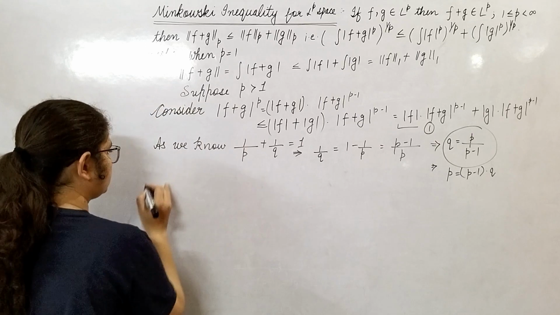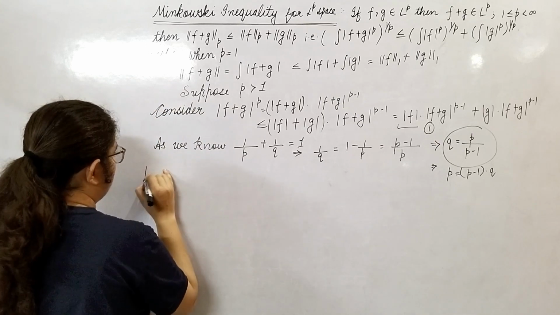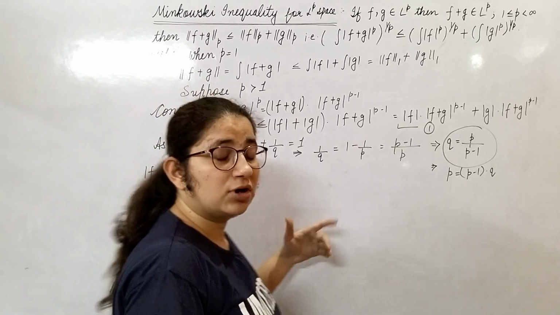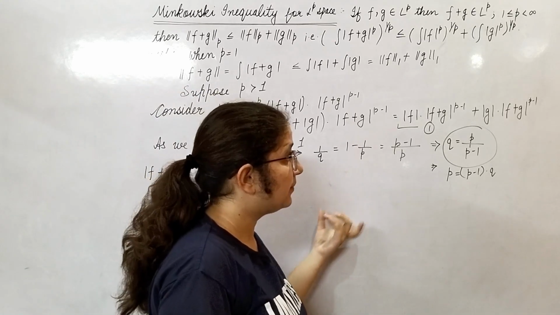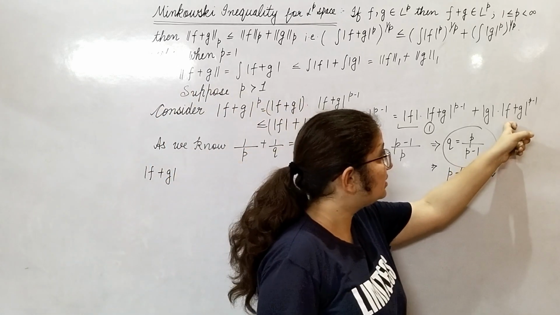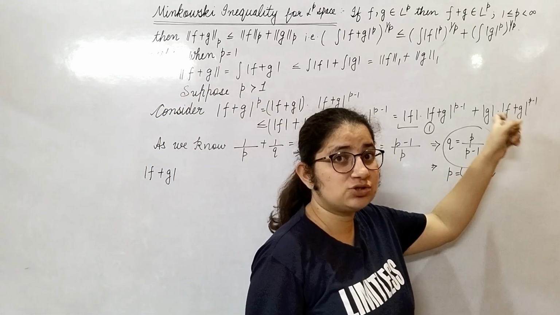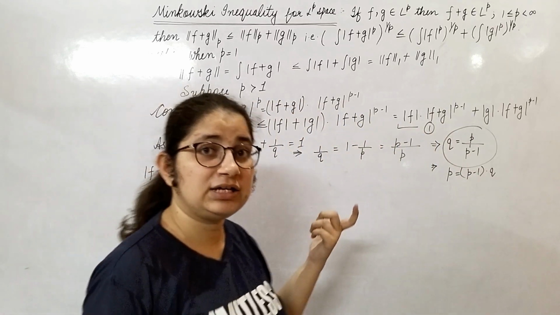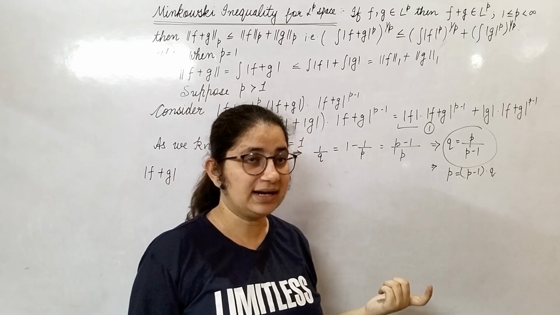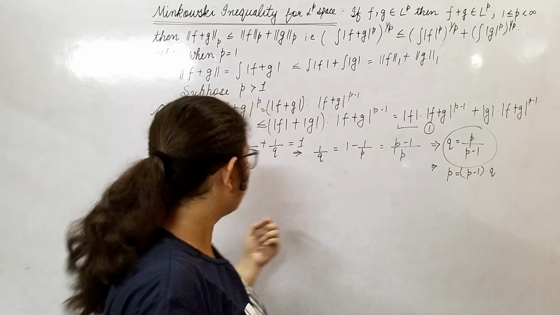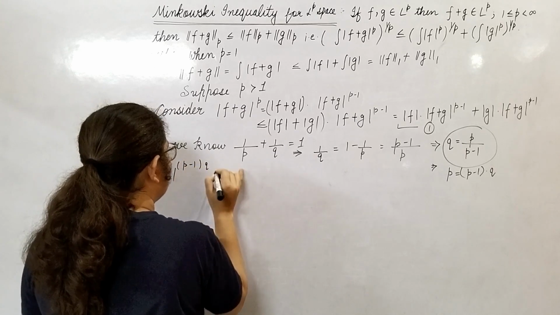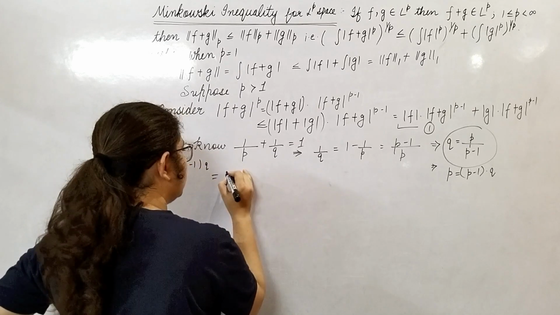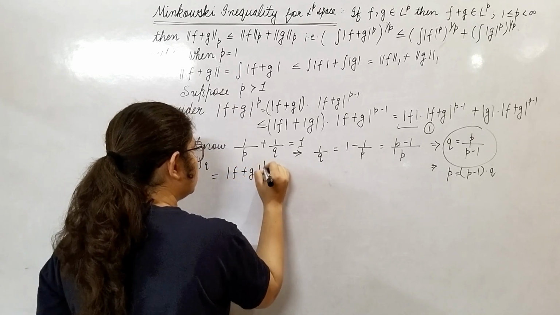Now, what is the purpose for doing this? The purpose is that I want this function F plus G raised to the power P minus 1 to belong to LQ space, so that I can use Holder's inequality here. That is the only purpose for this. So P minus 1 into Q is equal to P, so F plus G raised to the power P.